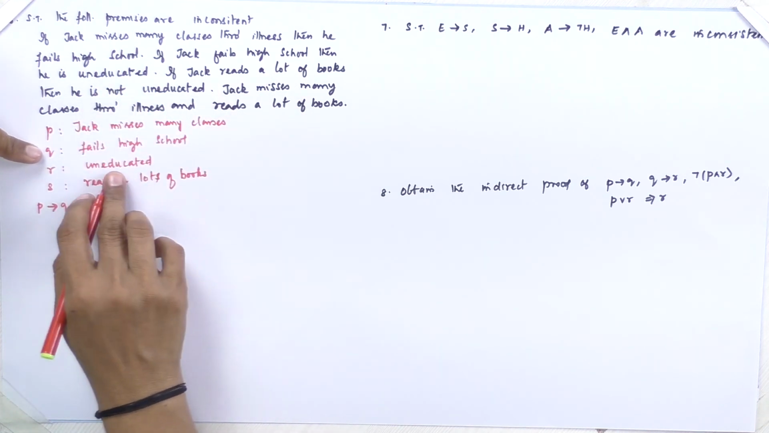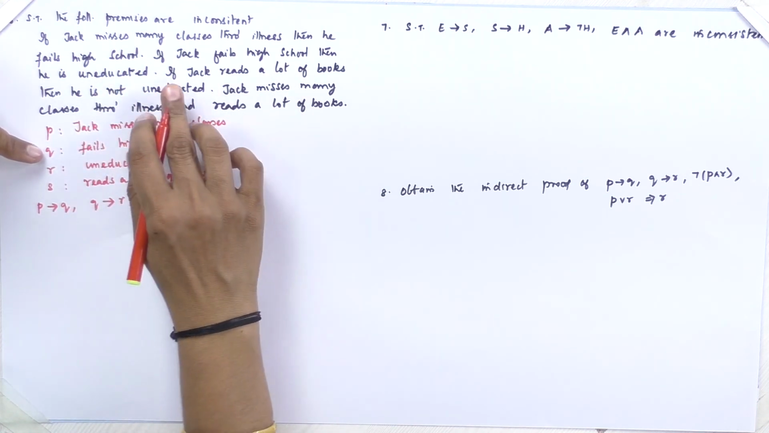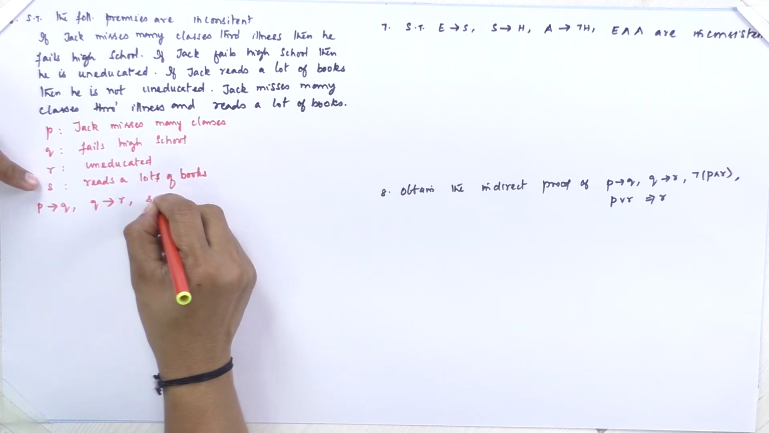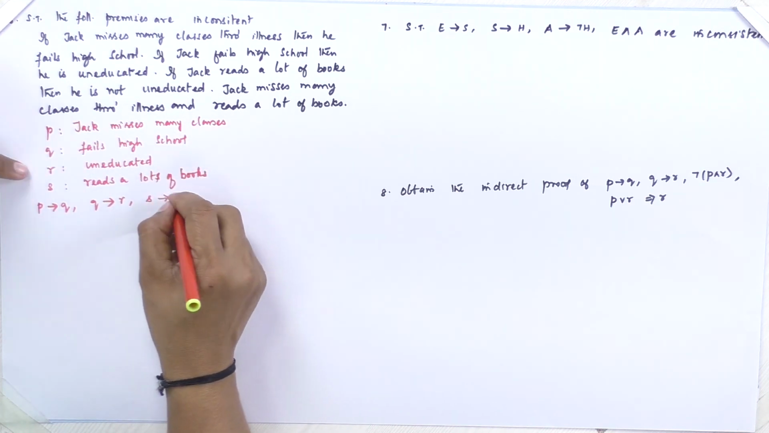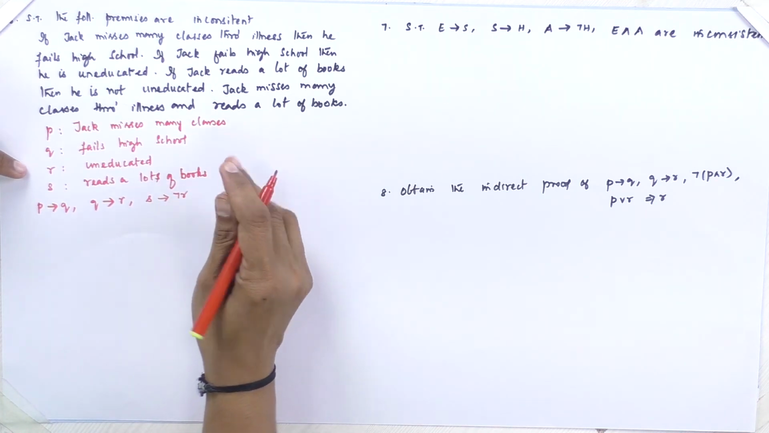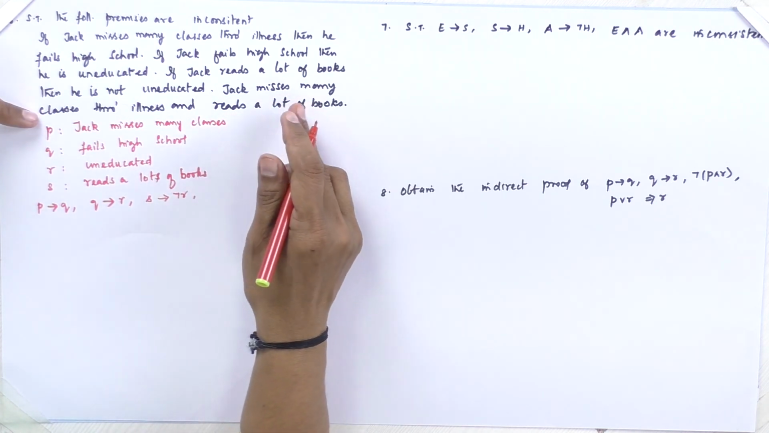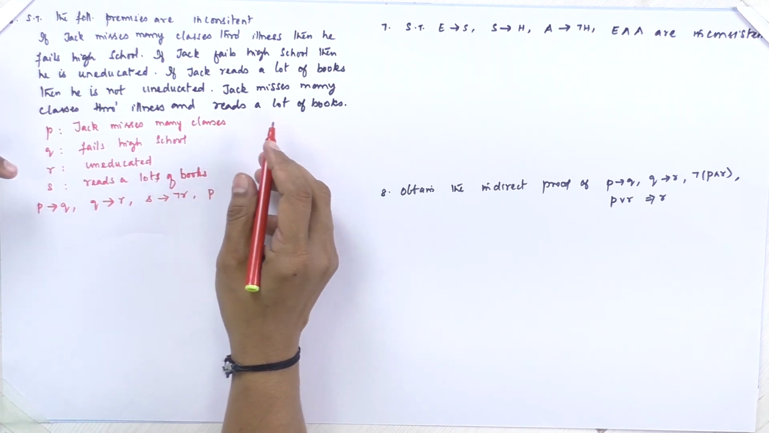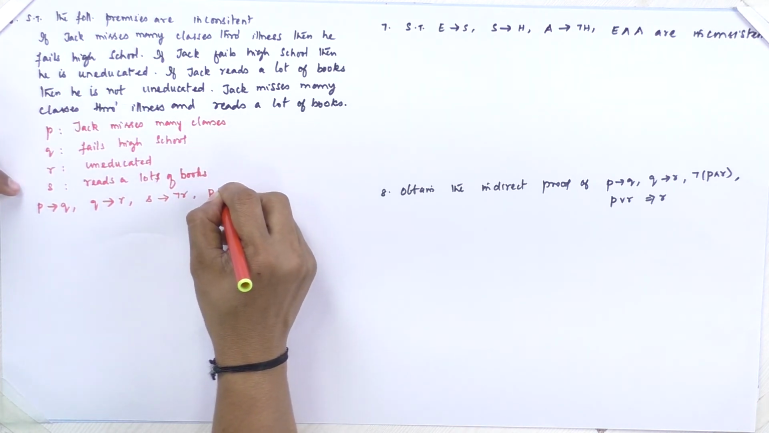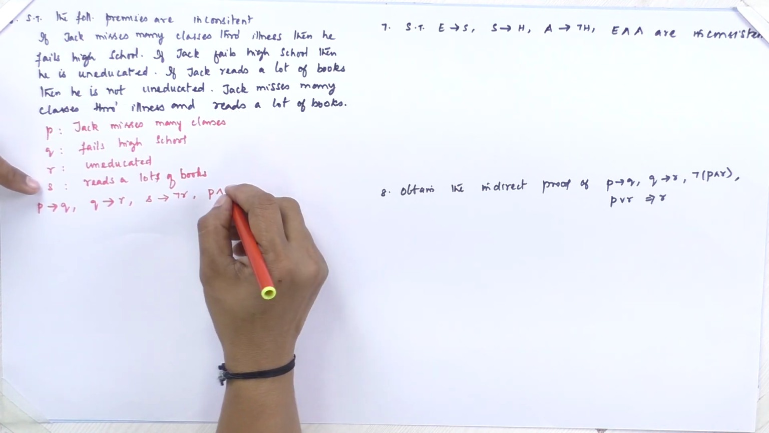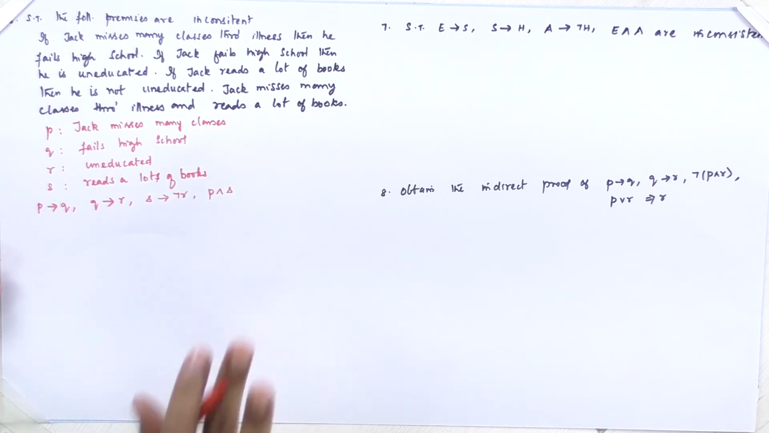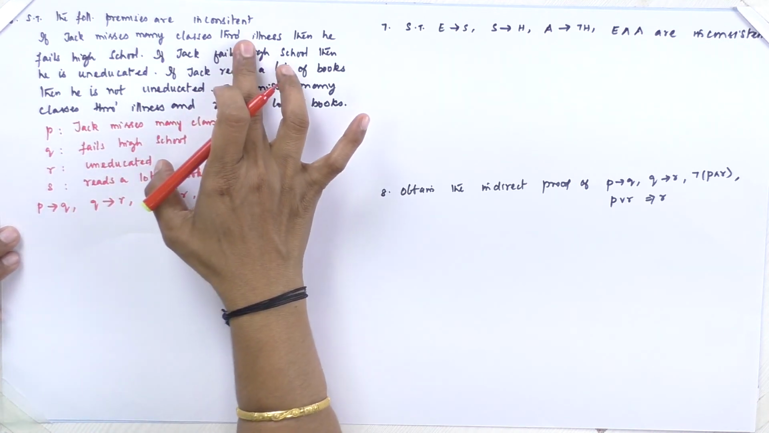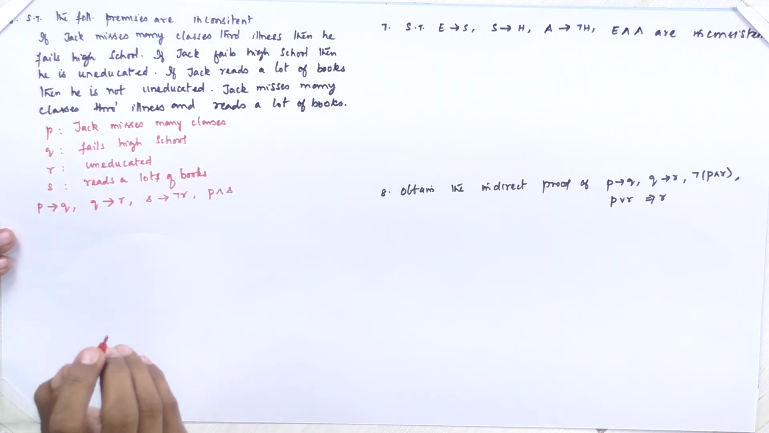Then he is uneducated, R. If Jack reads lots of books, F, then he is not uneducated, not R. Jack misses many classes, P, and reads lots of books, and now we have a conjunction. So these are the set of premises given, and with this we will have to check whether this is inconsistent or not.